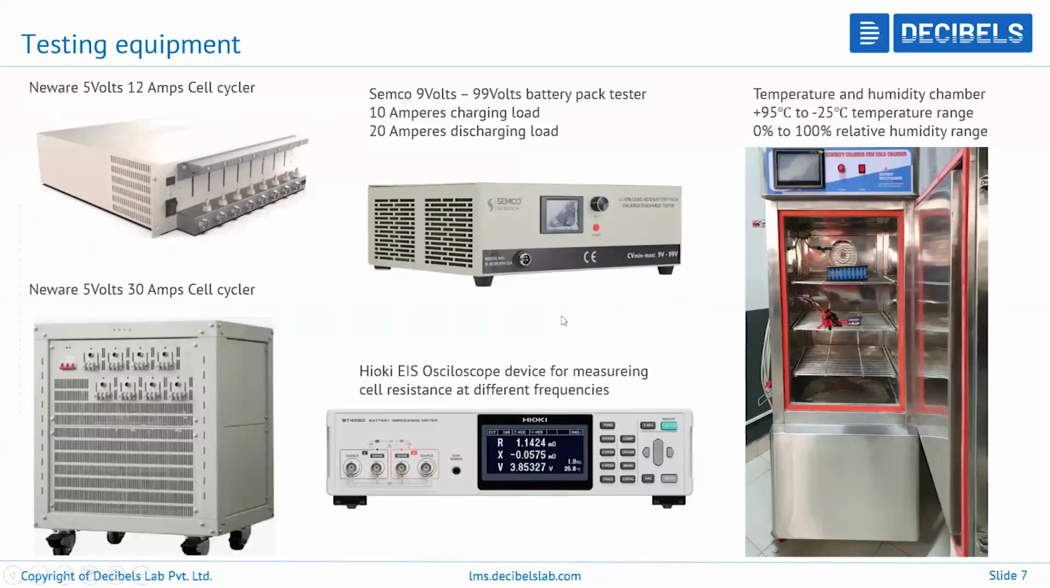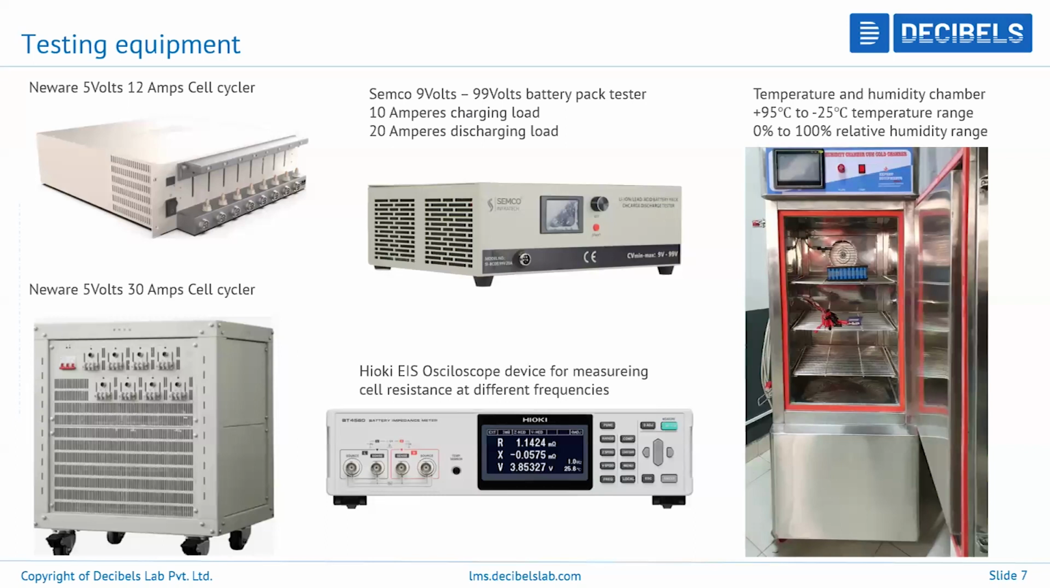So if you want to study the effects of those influencing factors, where do we get this kind of information from? There are so many equipments available in the market, especially those supplied to big OEMs. In India, you can see Ola or Ather, Simple Energy. These companies depend upon third party suppliers like Newware or Semco, Hyoki.